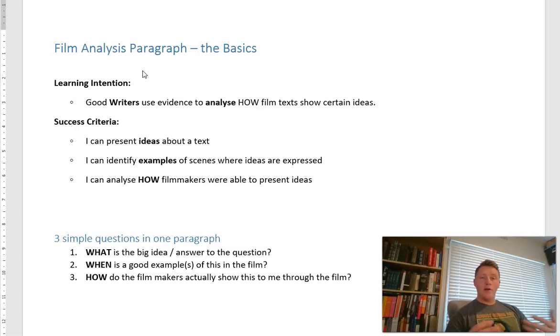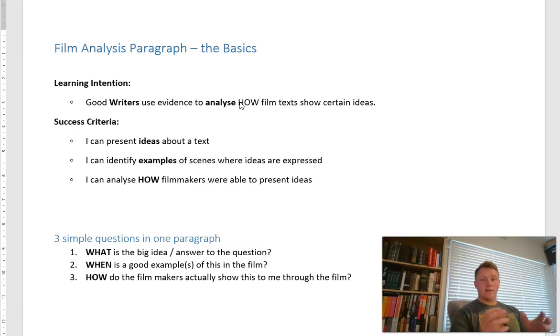Our learning intention for today, of course, is that good writers use evidence to analyse how film texts show certain ideas. So the way that we're going to do this and the skills that we're going to develop through this lesson are that I can present ideas about a text. So the big ideas and my answer to a question that I might have been given, for example, in your assessment task. I can identify examples of scenes where ideas are expressed.